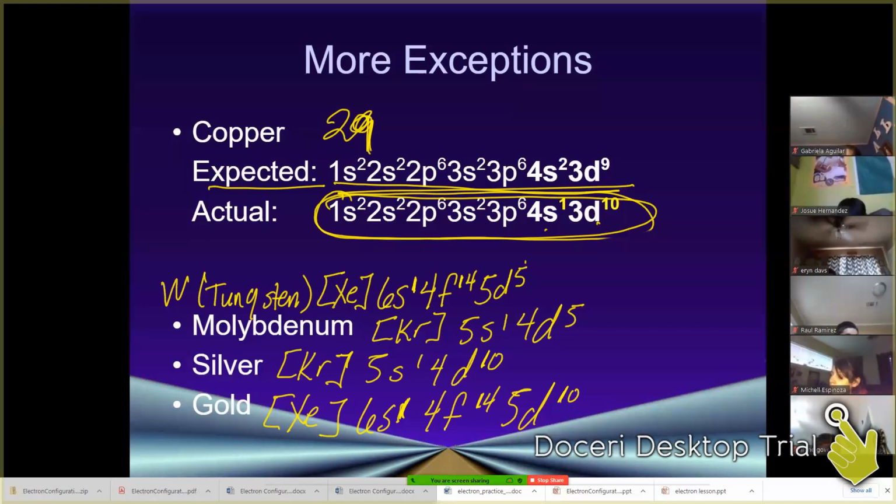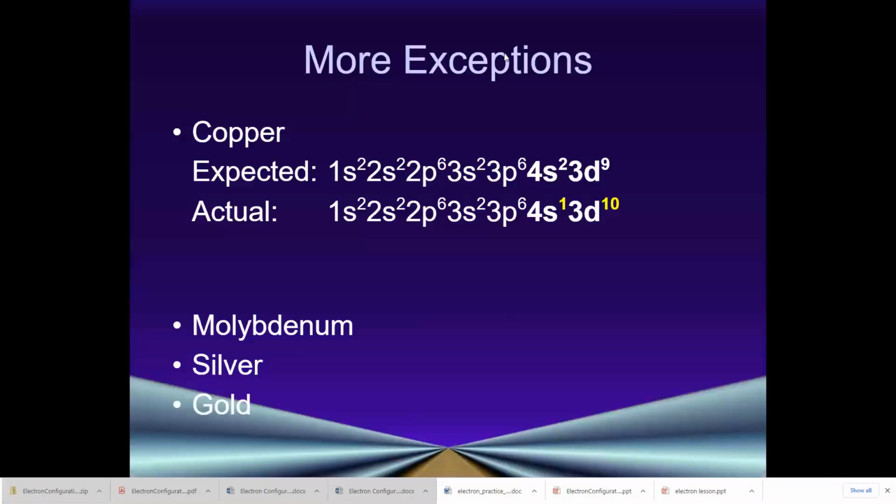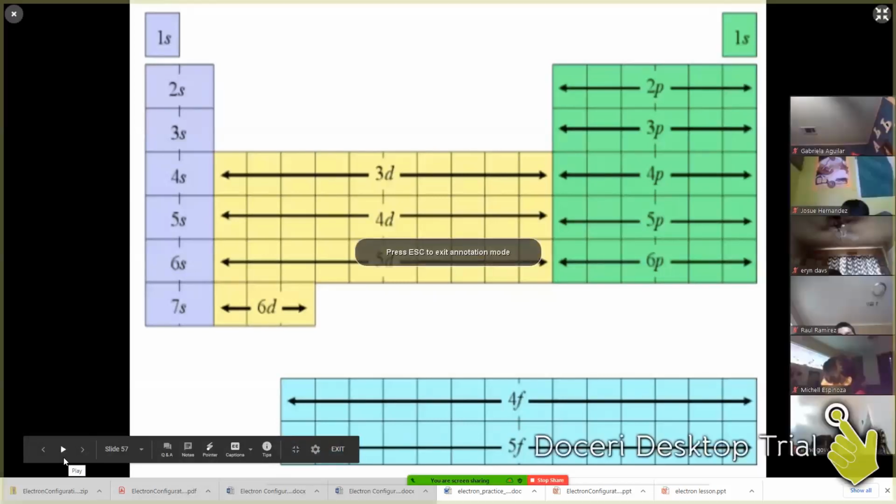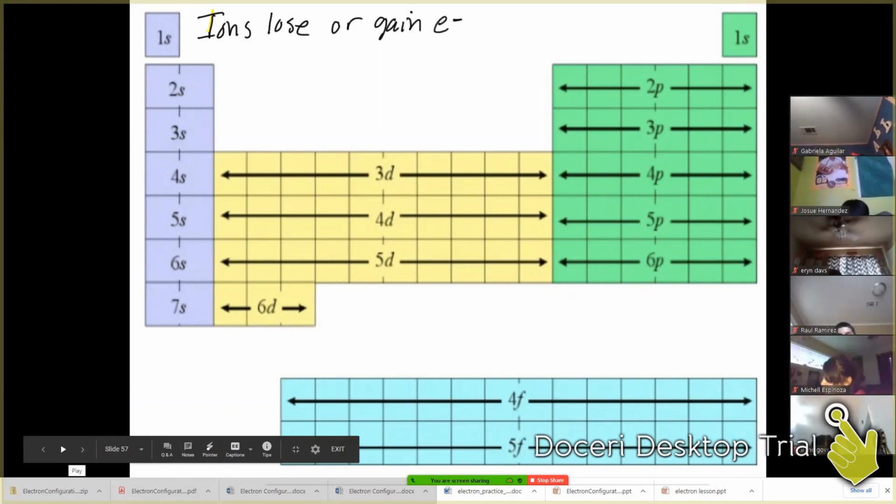All right, so now we're going to look at some ions and how you would draw the electron configuration for those. So I'm going to go back to a periodic table. So ions, we've talked about ions already. Ions lose or gain electrons in the outermost S and P sublevels.